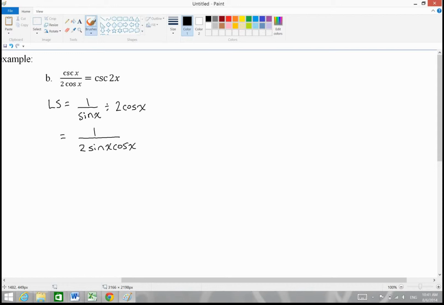You could look at your formula sheet. Does this remind you of any of the trig identities that we have? Any compound angle formulas, Pythagorean? But if you're stuck here, then you can start working on the right side.